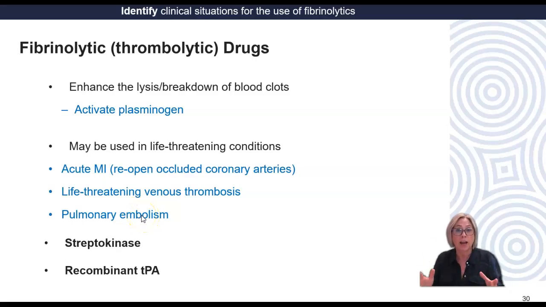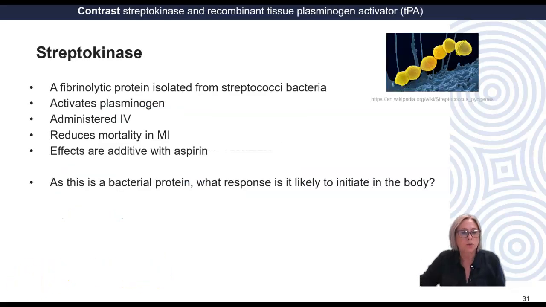Now, they are fantastic at dissolving clots, but the reason that they're only used in life-threatening conditions is because they're so powerful, they're also going to cause blood vessel damage. And the two we're going to look at are streptokinase and recombinant tissue plasminogen activator. We'll start with streptokinase, and it's obviously an enzyme. It's a fibrinolytic protein isolated from streptococci bacteria.